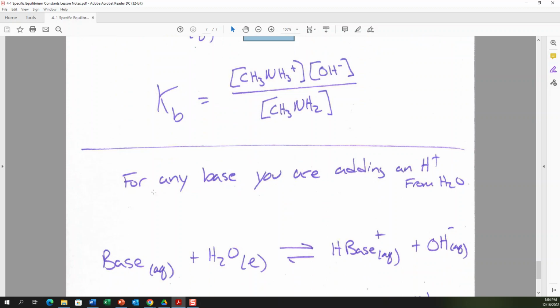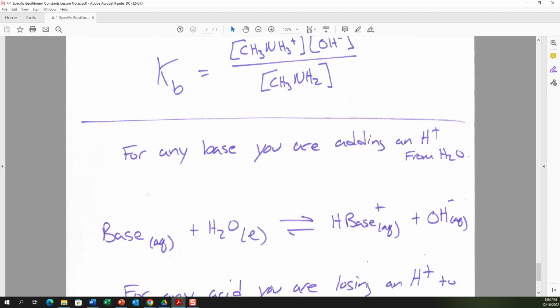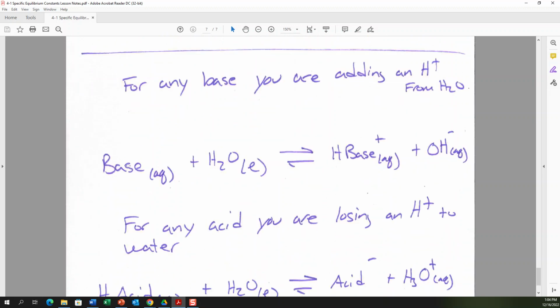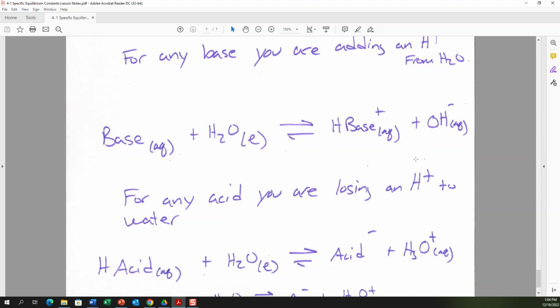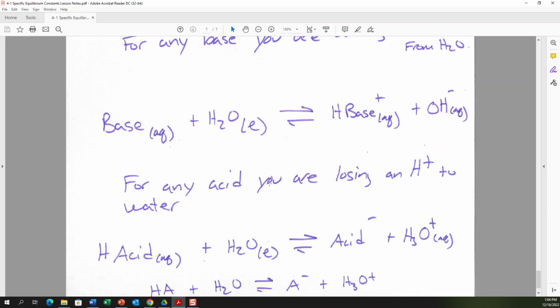So again, it doesn't matter what I tell you is a base. If I just say, hey, this is a base, show it acting like a base in water, write the word base. Then take an H plus away from the water and add it to the base. So base turns into H base plus, because assuming this started out as neutral, right? And then what are you left with? OH minus.